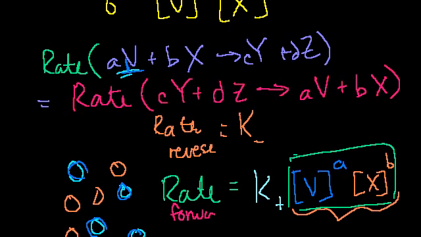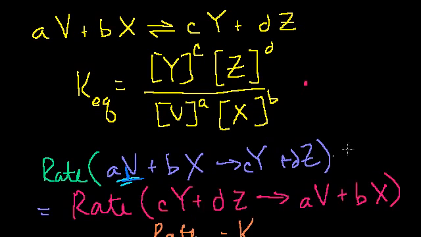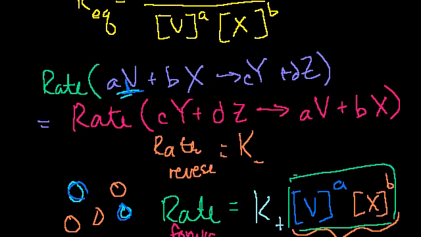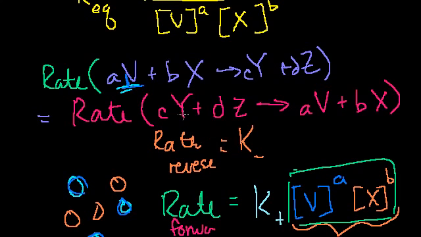If we look at our original one, we're going in that direction. So for this reaction, we do the same thing. We literally just do different letters. So the reverse reaction is just going to be the concentration of the Y molecule to the C power, because we need C of them there roughly at the same time, times the concentration of the Z molecule to the D power.